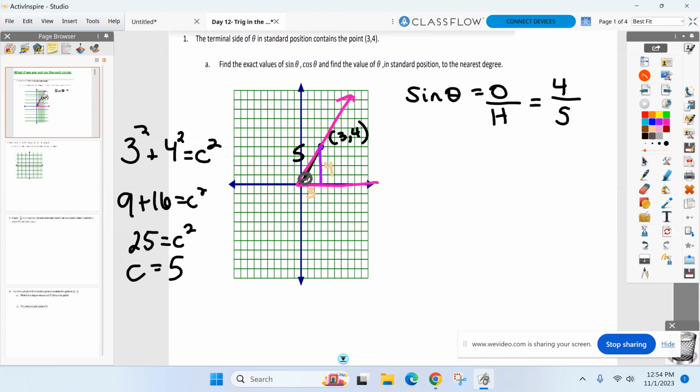So 4/5. That makes sense, because 4/5 as a decimal is what? Anybody real quick? 0.8. Is that bigger than 1? So that makes sense. That could be a sine answer, because it's less than 1. It also asked me to find which other one? Cosine theta. Okay, I can't use the x coordinate, right? The answer is not 3. That sounds ridiculous. But what else do I know about cosine? Adjacent over hypotenuse. Good.